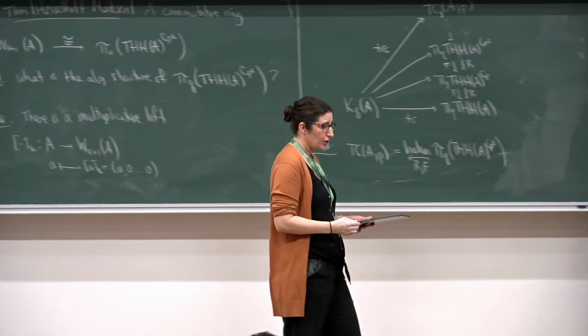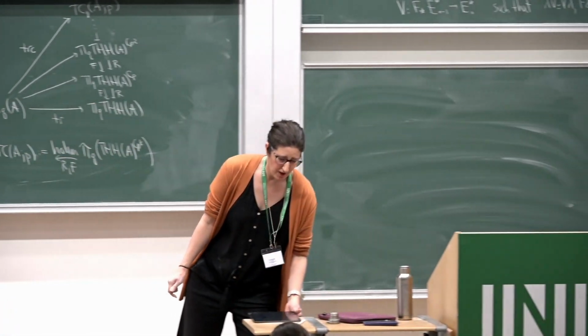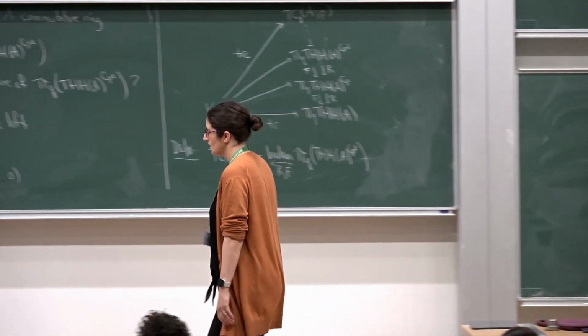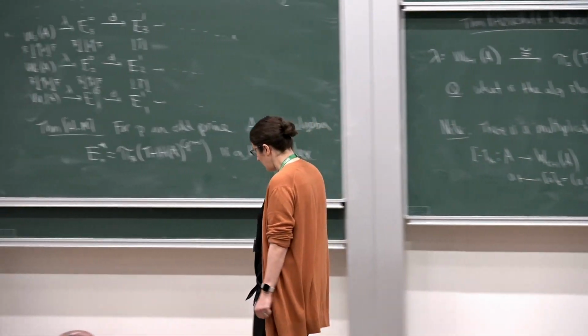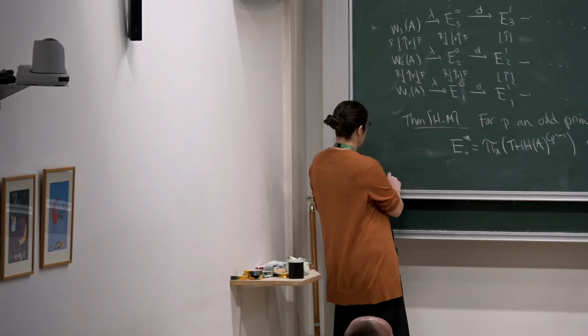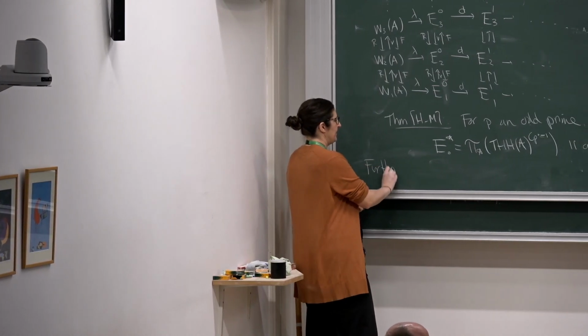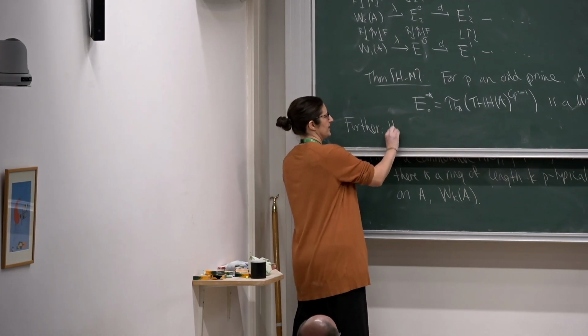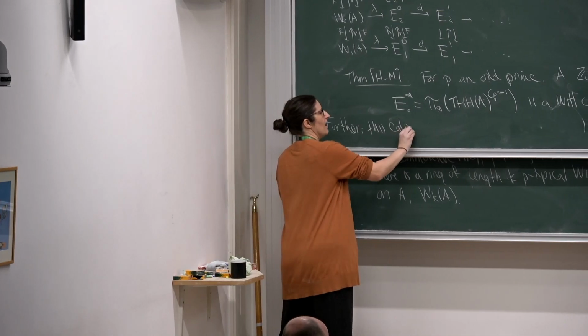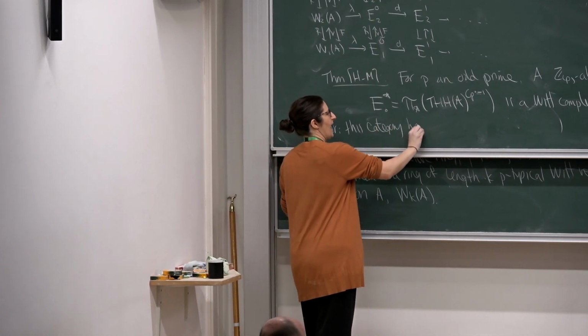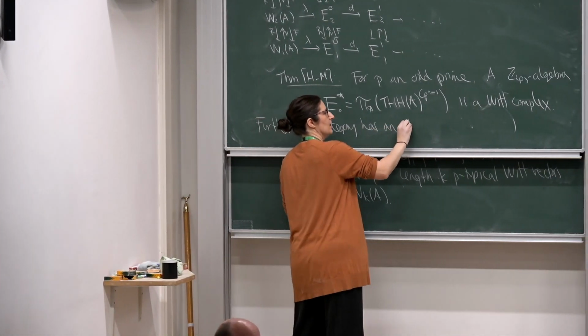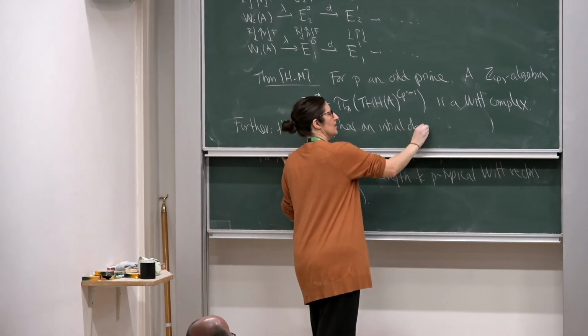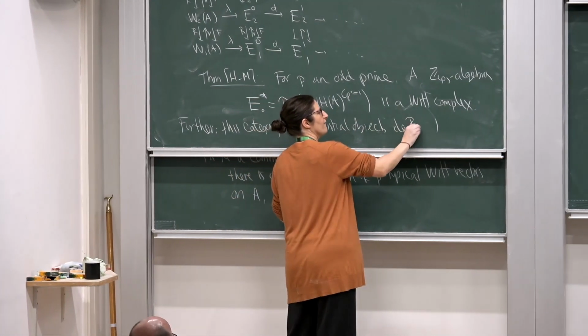So they completely characterized the algebraic structure of these fixed points of THH. And then, Emmanuel, I mentioned this, but I want to make the point by reiterating that further, they also showed that this category of Witt complexes over A has an initial object, which is the de Rham-Witt complex.